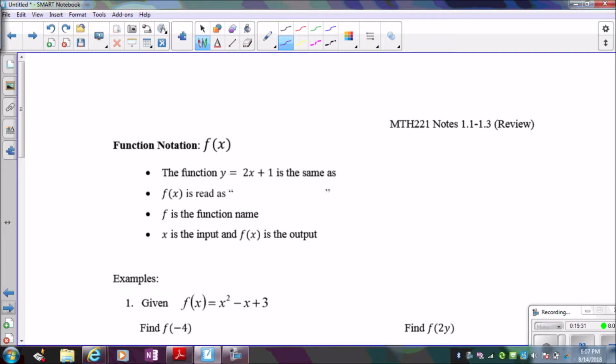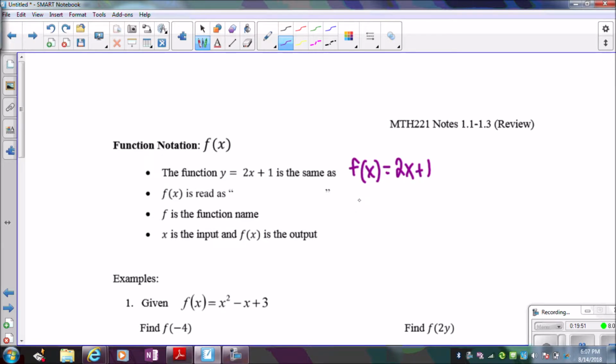We have function notation, which is read as f of x. So it's this f with the parentheses. It's the same thing really as y. So if I say the function y equals 2x plus 1, this is really the same thing as f of x equals 2x plus 1. But the difference is f of x can only be used if you have a function.